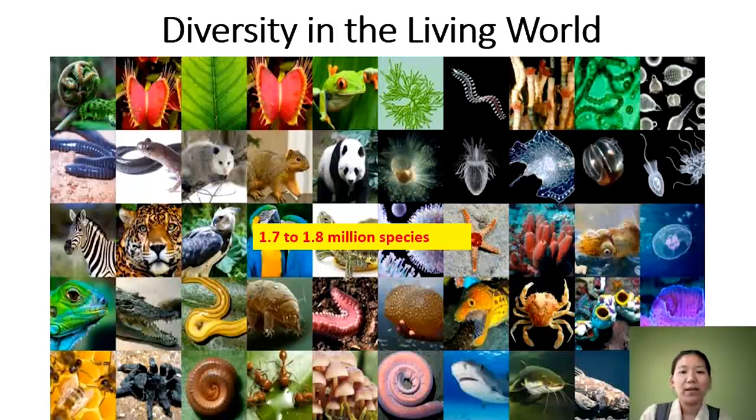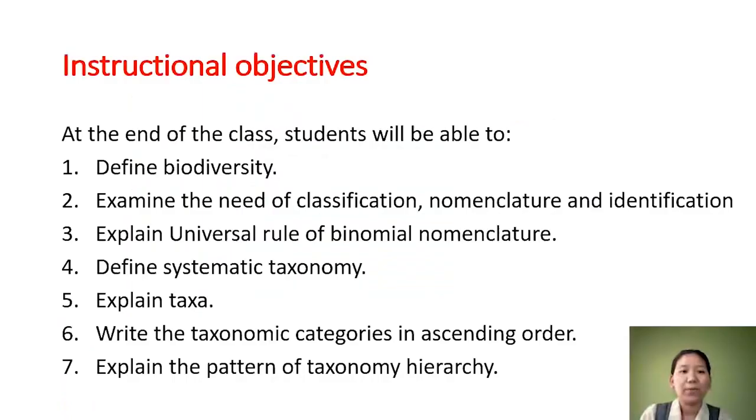Let us first look at the instructional objectives of this class. By the end of this class, you'll be able to define biodiversity, examine the need of classification, nomenclature and identification, explain universal rules of binomial nomenclature, define systematic taxonomy, explain taxa, write the taxonomic categories in ascending order, and the last, explain the pattern of taxonomic hierarchy.